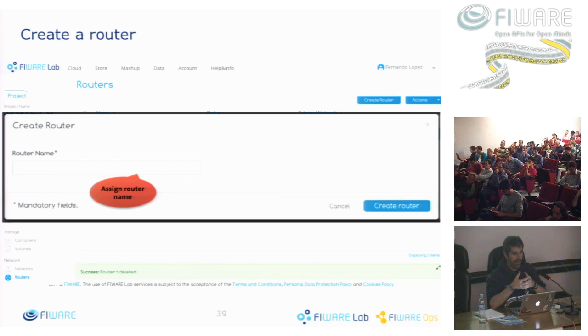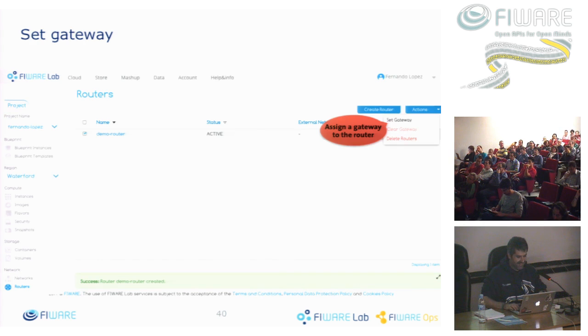The next step is, okay, I need to connect this specific private network to the public one. I need to create a router. For the router, I need to detail the name of the router. And then when I have created the router, I only have to do two operations. Set the gateway, which is the point to connect to the open network, and set the interface, which is the point to connect to the private network.